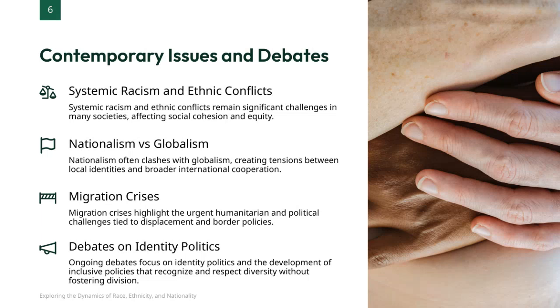When we look at contemporary issues, systemic racism and ethnic conflict stand out as major hurdles that many societies continue to face. These issues deeply impact social cohesion and fairness, making it harder for communities to come together. Another significant tension exists between nationalism and globalism. On one hand, nationalism emphasizes local identities and sovereignty, while on the other hand, globalism promotes international cooperation and interconnectedness, and these opposing views often clash.